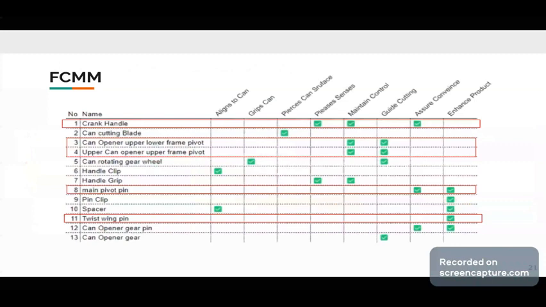They also align with our function component mapping matrix, in which these parts align with parts that have many functions. For example, the crank handle has 3 functions and other parts have 2 functions, which are the highest number of functions in our function component mapping matrix.